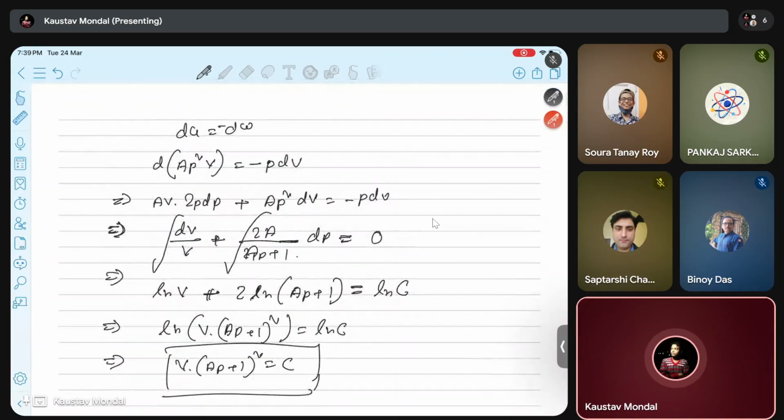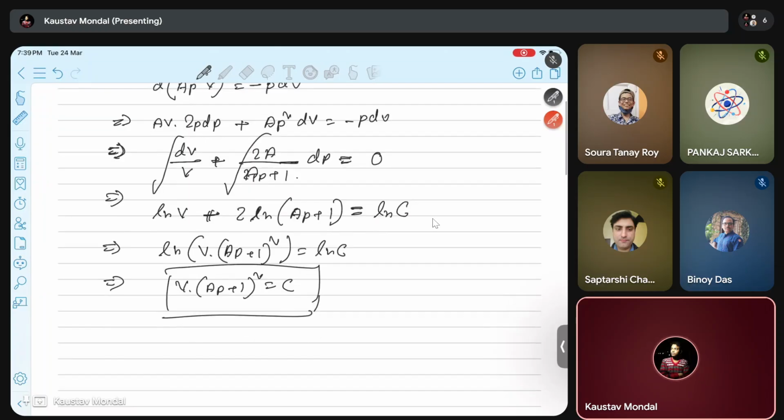So for this type of problem, where you have to find the equation of state, you have to always start from the first law of thermodynamics, and by substituting the necessary conditions and expressions into that, after doing some algebra you will get the equation of state for that particular system.